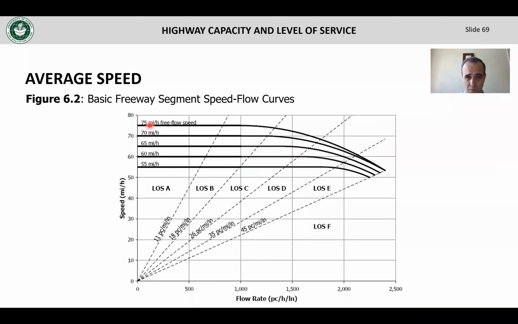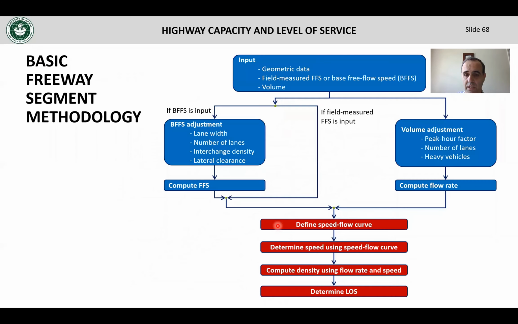With the free flow speed, if it's 75, we'll pick this curve. If it's 70, we'll pick this curve. If 65, we'll pick this curve. If it's 67.5, we will draw a curve that is in between, interpolating and so on. That's the first step that you see here. Determine the speed using the speed flow curve.